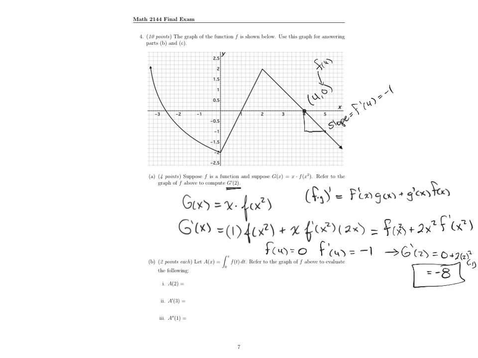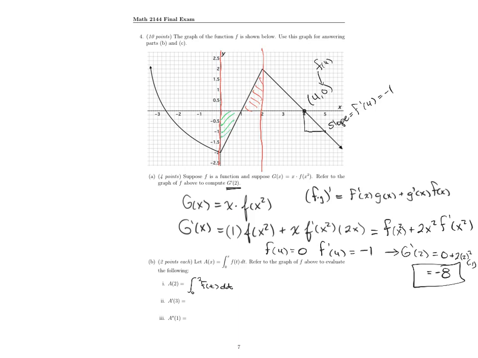Looking at part B, they say let A of x be equal to the integral from 0 to x of our function. So, looking at A of 2, we could rewrite that as the integral from 0 to 2 of our function. Remember that the integral is just the area under the curve. Looking from 0 to 2, that would be bounded by this red box that we're looking at here, 0 and 2. So we have area up here that's going to be positive, and we would have area down here that's going to be negative.